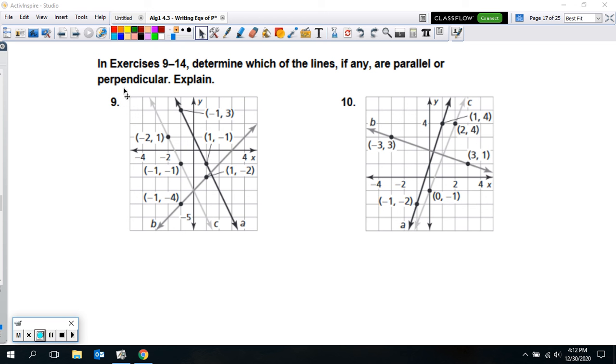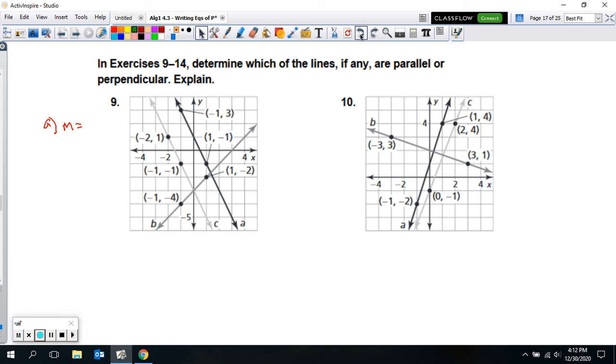Okay, so now we're not just looking for perpendicular. We're looking for whether they could be parallel or perpendicular. So that's what we're checking out here. Now, obviously, the A and the C, those ones we want to check to see if they are parallel. And then B, we want to check to see if B is perpendicular to either A or C. That's kind of what we're looking for. But to do that, we just need to find the slopes. Same thing as we saw before. We just need to identify the slopes using rise over run.